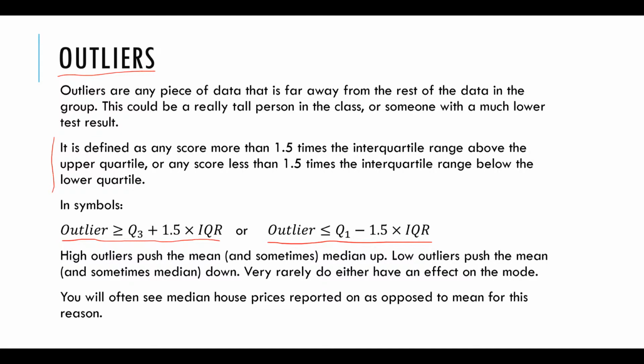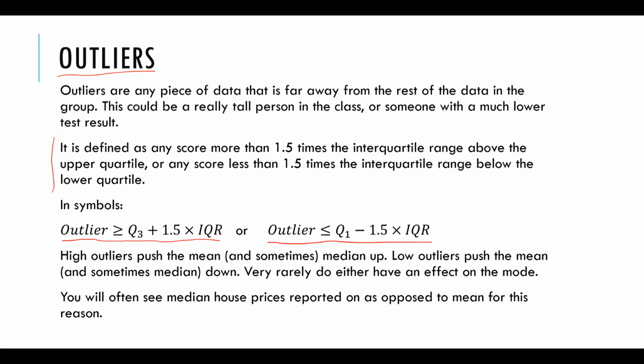So why do we want to identify them? Well, high outliers push the mean and sometimes the median up if there's enough of them. Low outliers push the mean and sometimes the median down. It's not often that they have an effect on the mode because they're not usually grouped with other particular high numbers, but sometimes it may happen, very rarely though. So because outliers can drastically affect the mean, when we present the mean as a statistic to give a good idea of a measure of central tendency, it can be too high or too low, depending on what that outlier was.